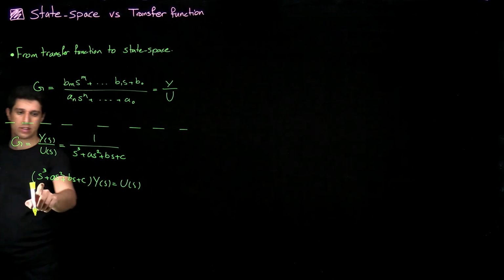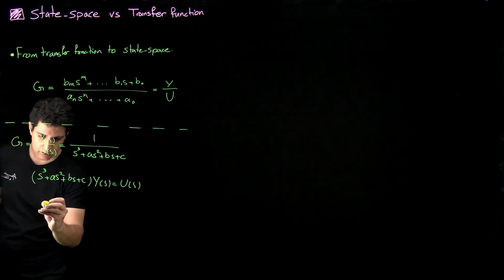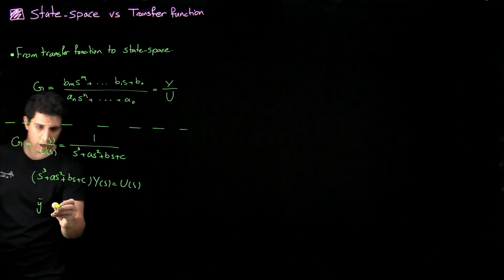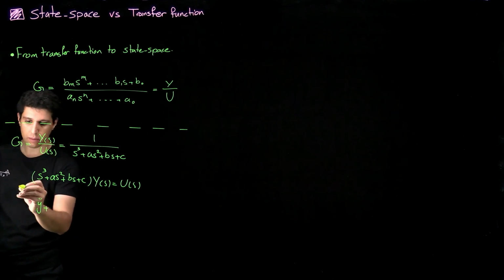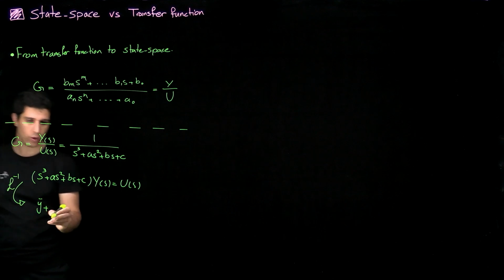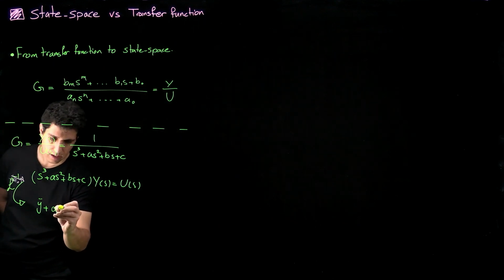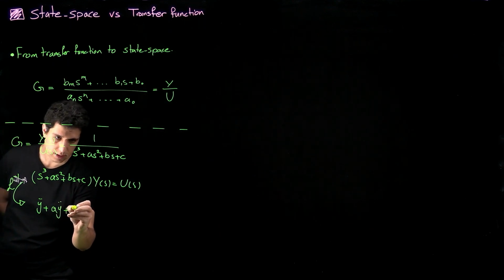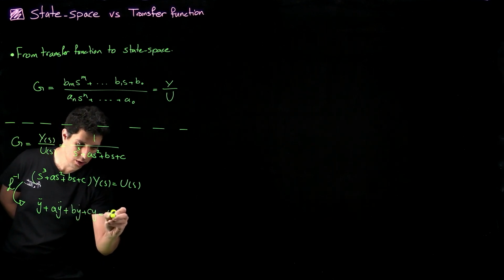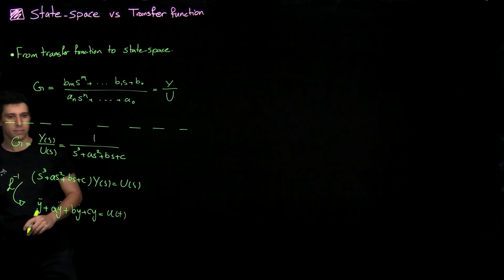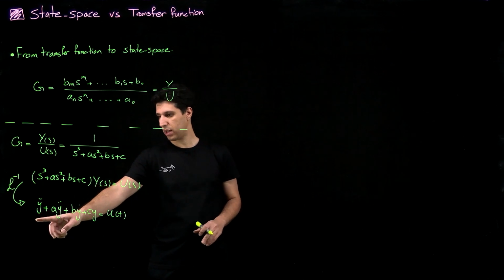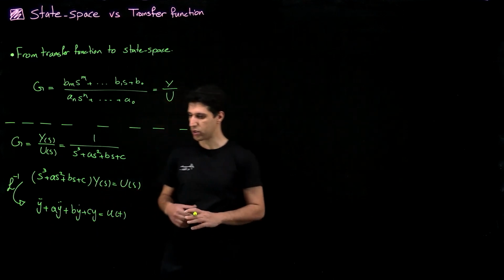And then s cubed times y of s is the third derivative, y triple dot. Taking the Laplace inverse, y triple dot plus a y double dot plus b y dot plus c y equals u of t in the time domain. So now I have this third order differential equation.